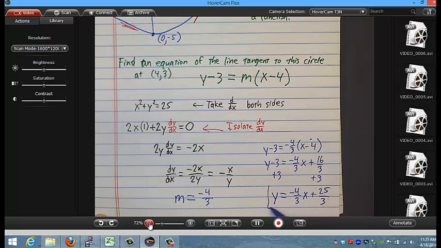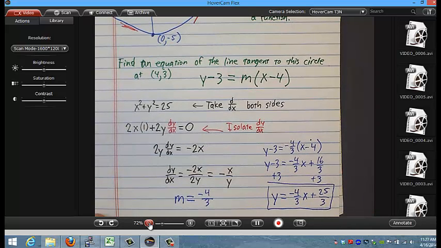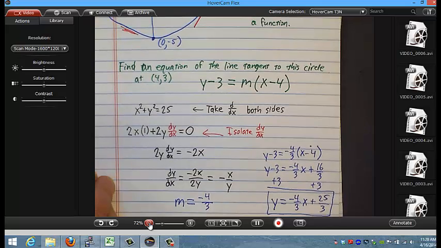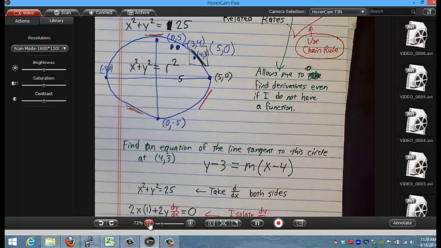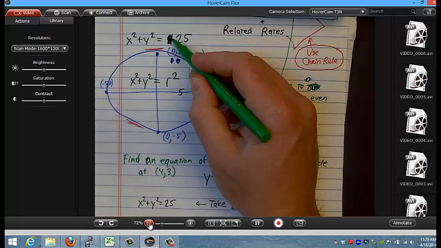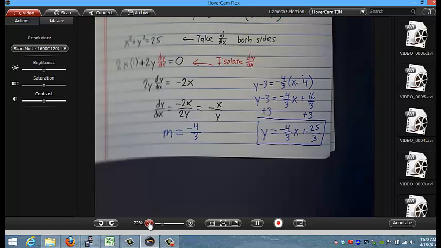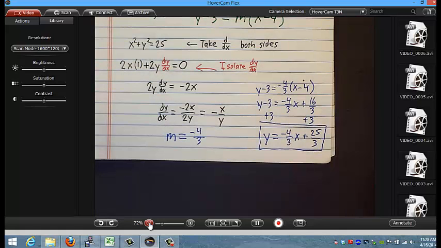Now, how high is 25/3? A little more than what? A little more than 8, right? Because 24/3 would be 8. And if you go back up and take a look at the picture of the tangent line, if I were to trace it out, oh yeah, it would hit the y-axis a little bit above 8. Okay, so that's an example of implicit differentiation.